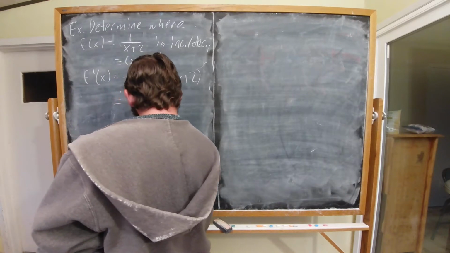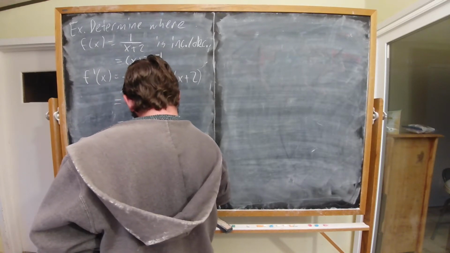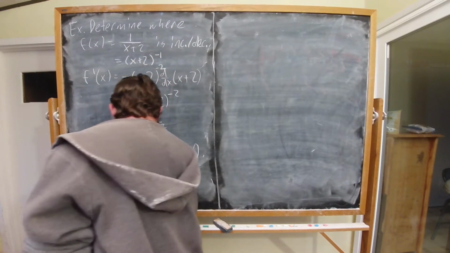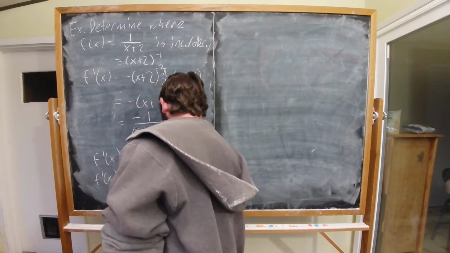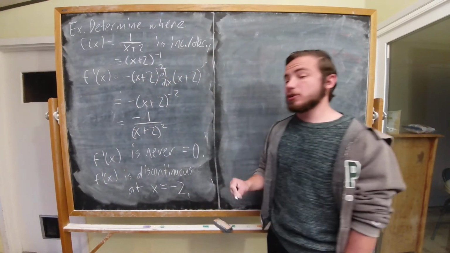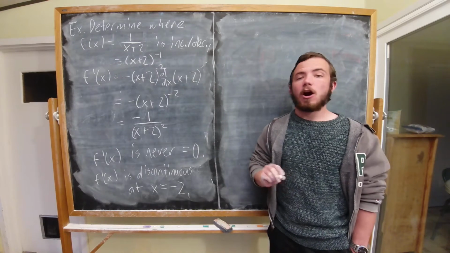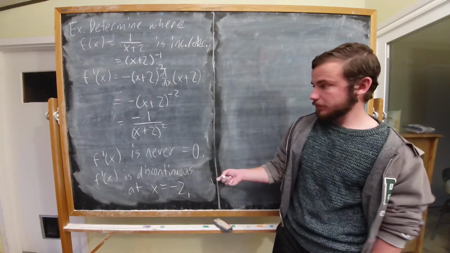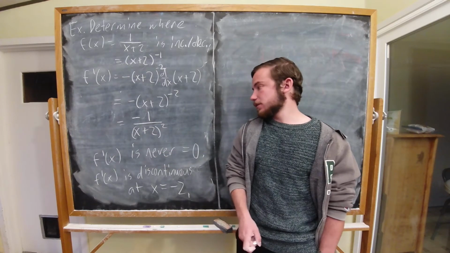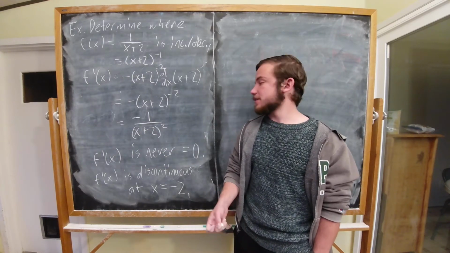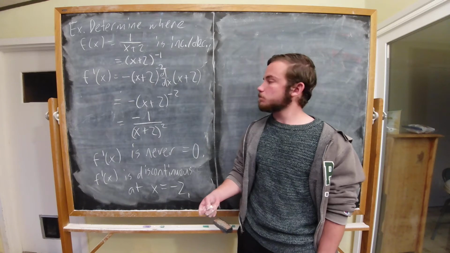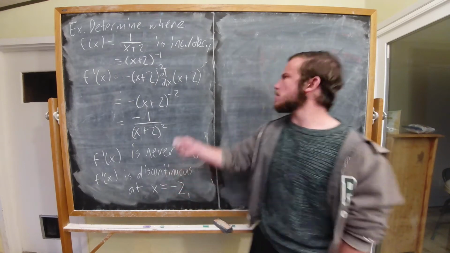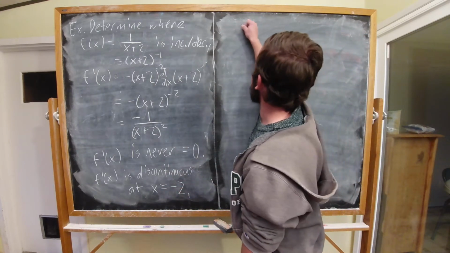F prime of x is discontinuous at x equal to negative 2. Rational functions, which this is an example of, are discontinuous everywhere there is a 0 of the denominator. Here, the 0 of the denominator is at negative 2. So that splits up our number line nice and easily.